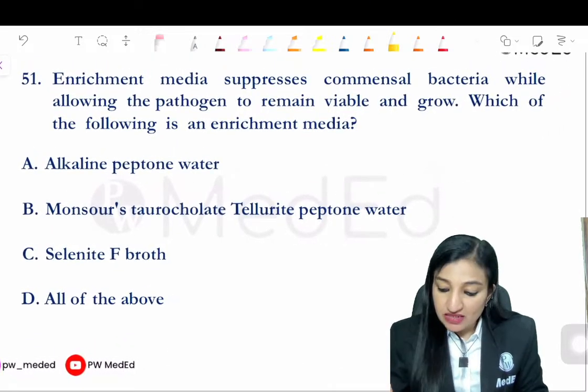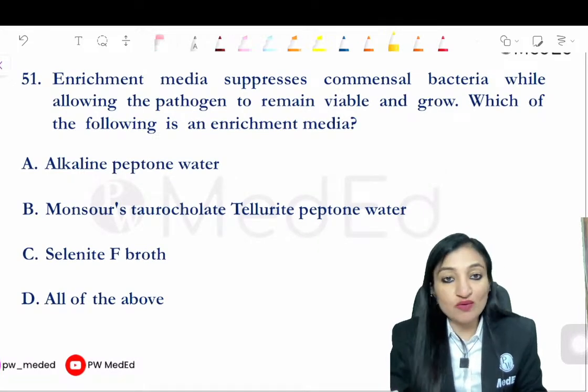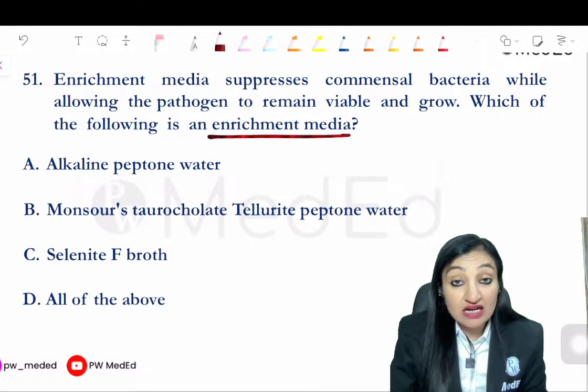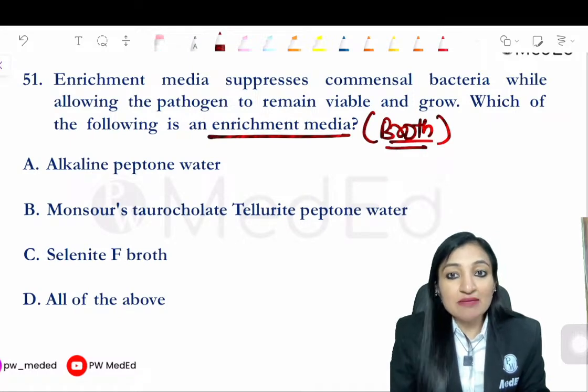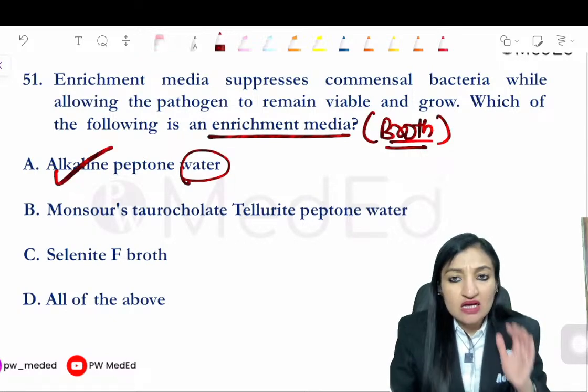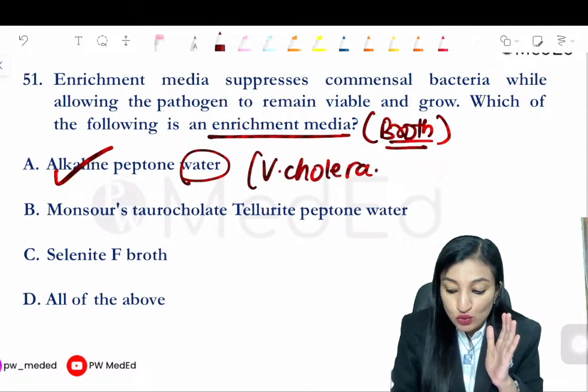Enrichment media suppress commensal bacteria while allowing the pathogen to remain viable and grow. Which of the following is an enrichment medium? I mentioned this yesterday. Enrichment media are liquid media, so they are also referred to as enrichment broth. Alkaline peptone water, yes, the name itself has water. It is an example of an enrichment medium. And for what organism should it be specially used? Vibrio cholerae, because it grows in alkaline pH.